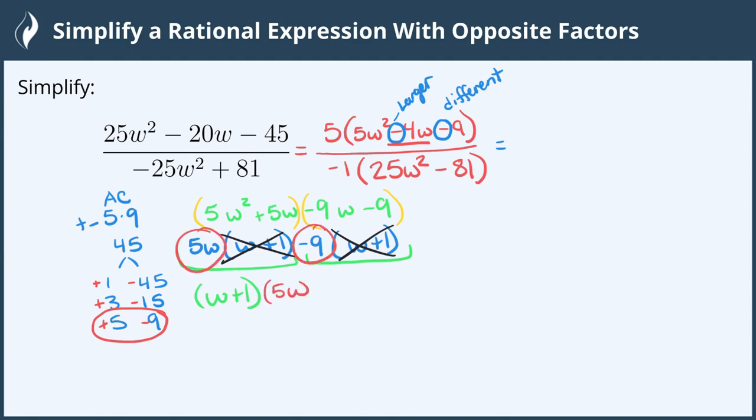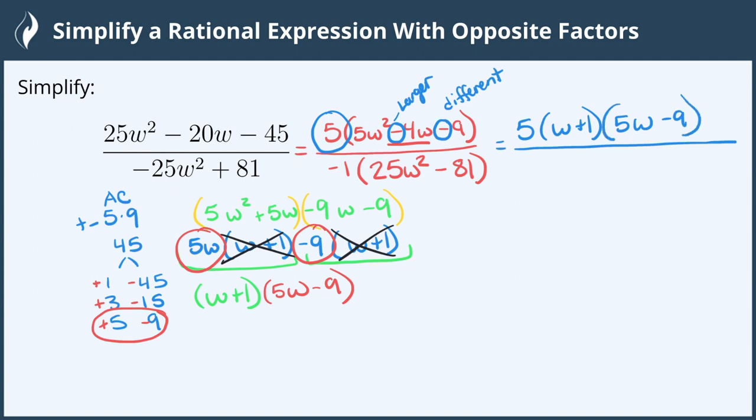5w and minus 9. We've now factored the entire numerator, so we can rewrite this as, don't forget the 5 on the outside from the original greatest common factor. So we have a 5, and then we have w plus 1 and 5w minus 9. Now let's go ahead and factor the remaining denominator.